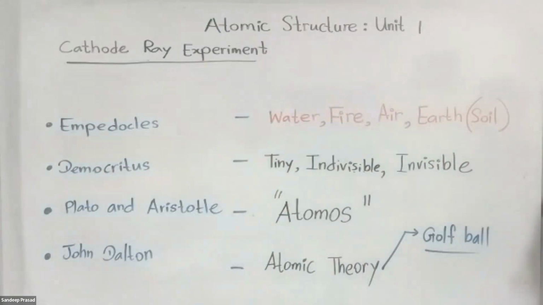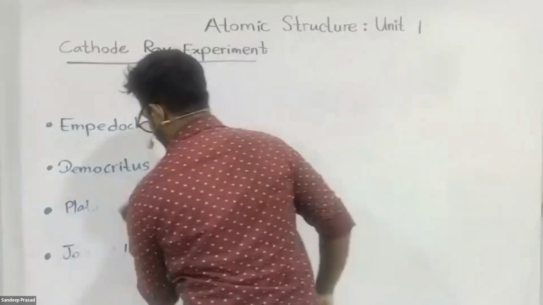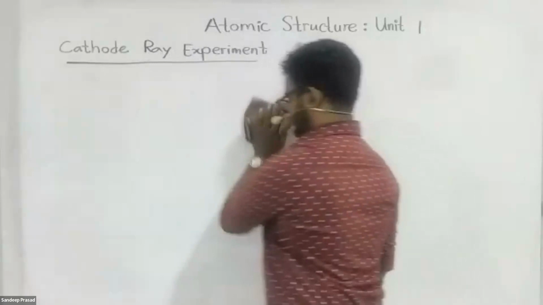Cathode ray experiment. Our next topic is the cathode ray experiment. Now remember students, John Dalton in his atomic theory represented that an atom looks like a golf ball. Can you accept that?